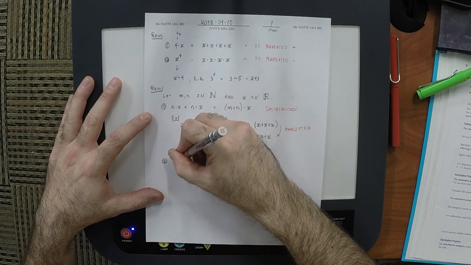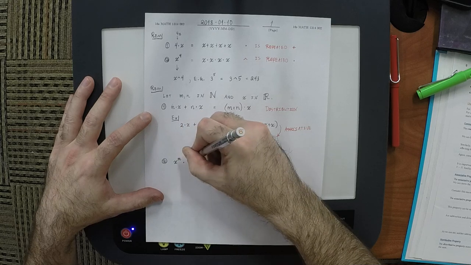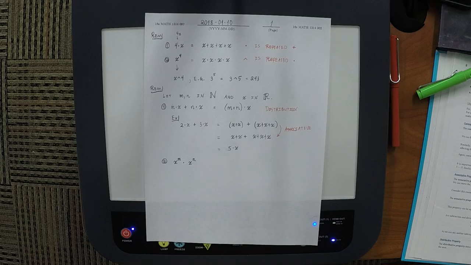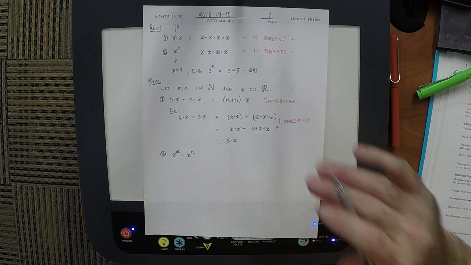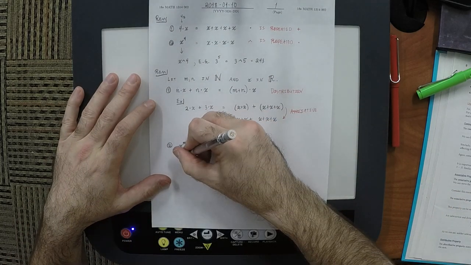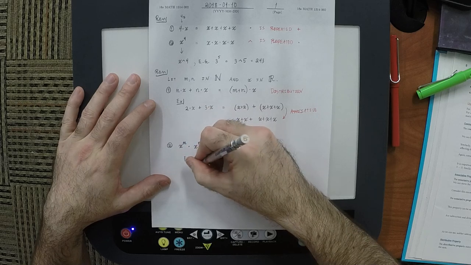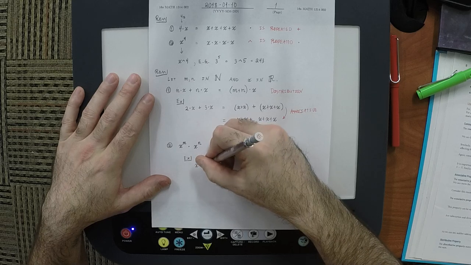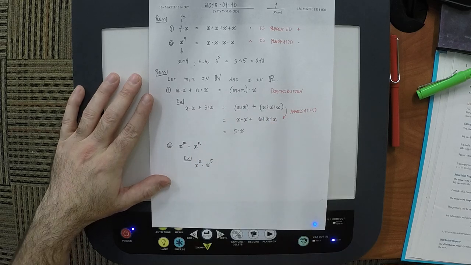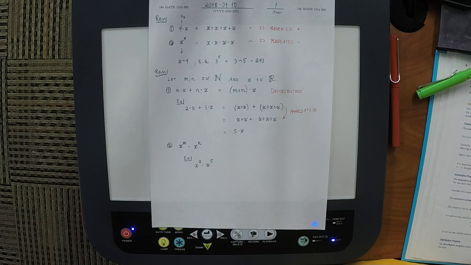x to exponent m multiplied by x to exponent n. What will this be? Yeah? X to the exponent m plus n. Okay, I agree, but let's see why. So for example, x to exponent, say, 2 multiplied by x to exponent 5. And the claim is that we can write this as x to a single exponent. What single exponent? 7. And let's make sure that it's clear why we can do this.